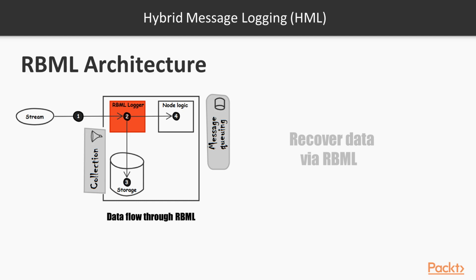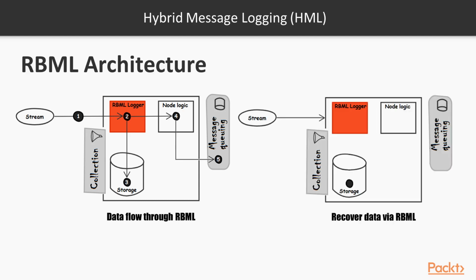The business logic is optional, but when it is present, it usually consists in filtering, enriching, or routing the data. Finally, the message is sent to the message queuing tier, the next tier in the streaming pipeline. And this is the end of the happy path. Now let's focus on recovering the data via RBML in case of a failure.